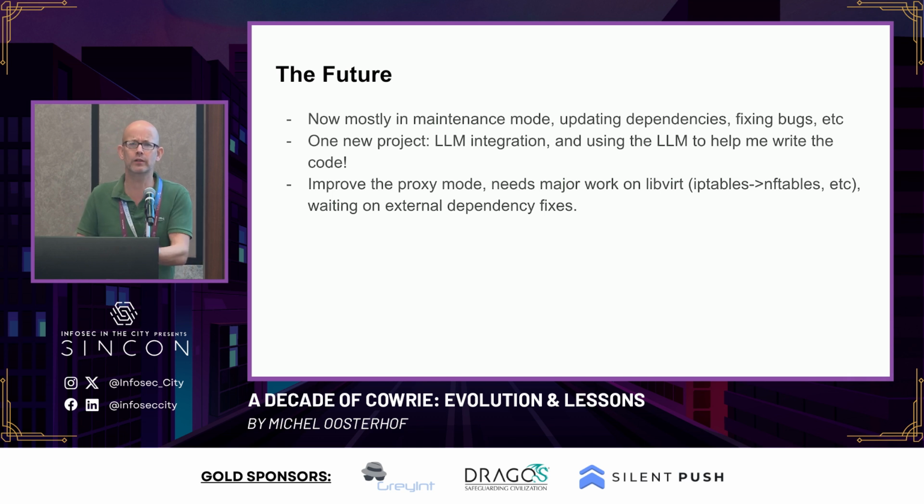Then there's more work ongoing for the proxy mode. It's mostly dependency work again, where Linux is changing from iptables to nftables, which changes how I deal with the network on the back end of having multiple honeypots behind the proxy. But that's just more technical work that I'm waiting on other people to fix in their libraries. And that's where we are with Cowrie these days.